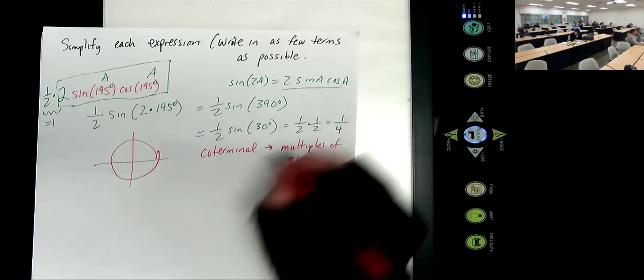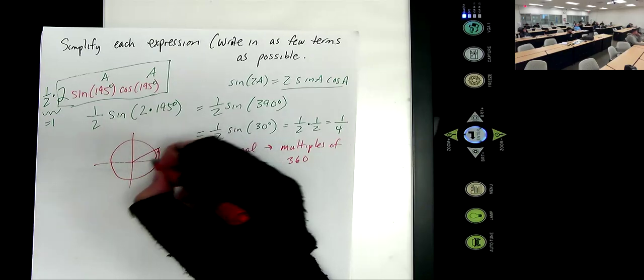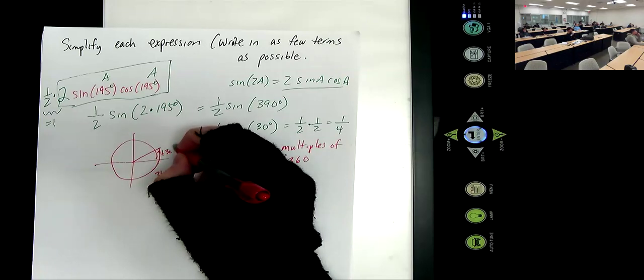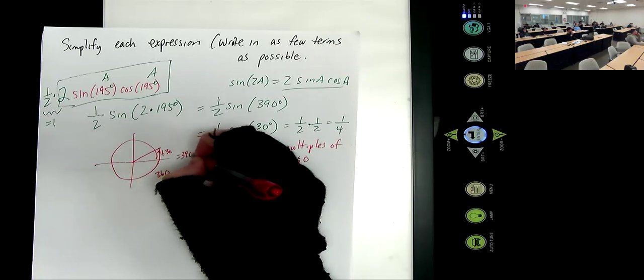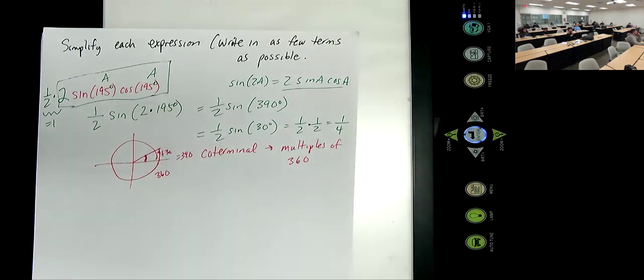Okay. So if we go around 360 and then go another 30 degrees, this is 360 plus another 30, which gets us a total of 390. But this is the same spot as just going 30 degrees from the start. Make sure everyone's on the same page. Okay.